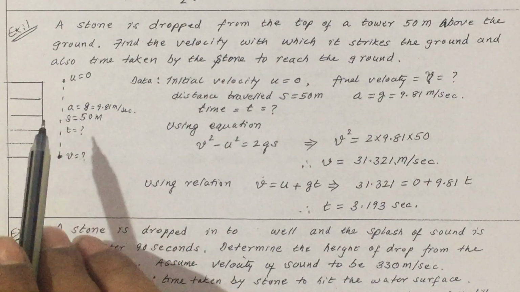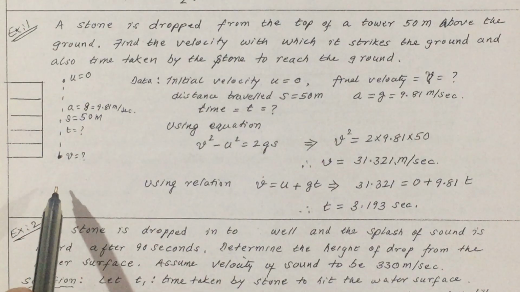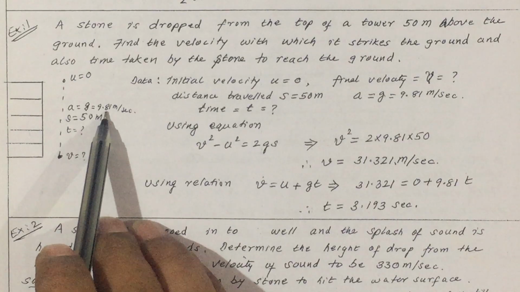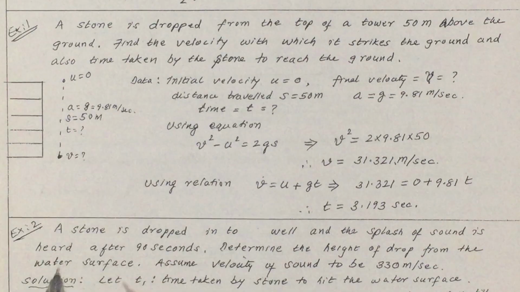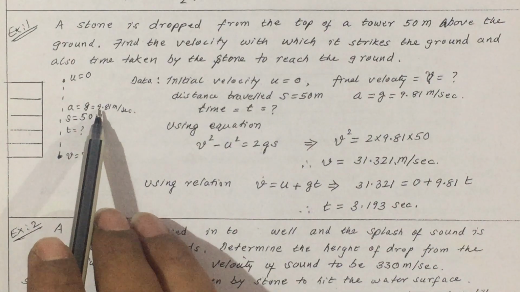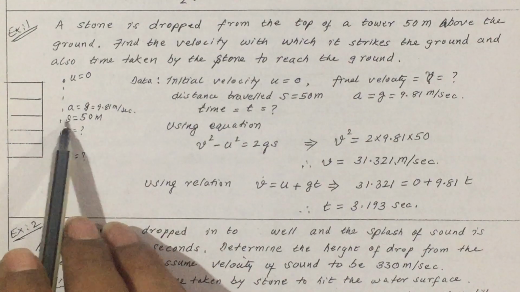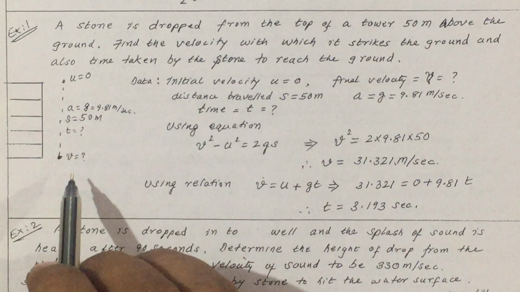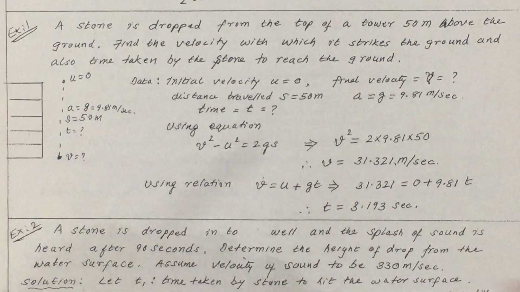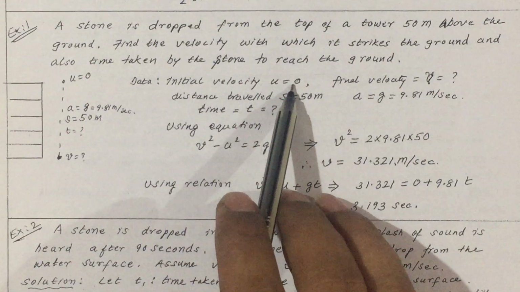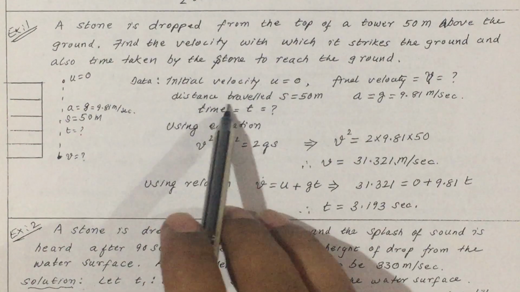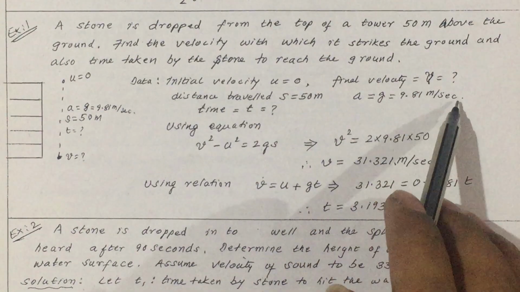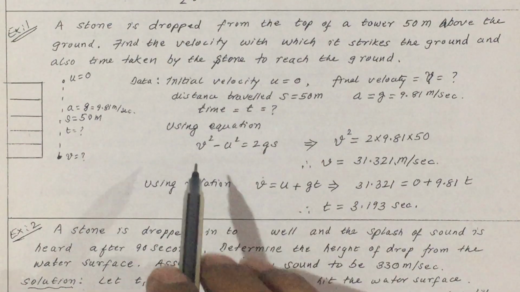Here the acceleration, nothing but the stone is attracted by the gravitational force of the earth. So A will be equal to G, that is equal to plus or minus. It is falling below, nothing but towards the earth. So it will be plus 9.81 meter per second square. S is equal to 50 meter, time is equal to question mark. How much is the time taken and what will be the final velocity? Initial velocity is 0, final velocity we need to calculate. Distance travelled is 50 meter. A is equal to G, that is plus 9.81 meter per second square. Time is equal to question mark.